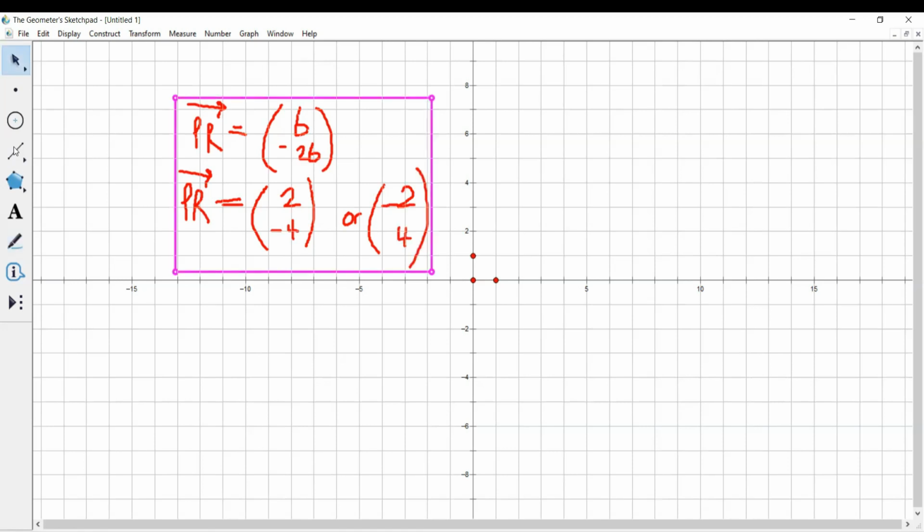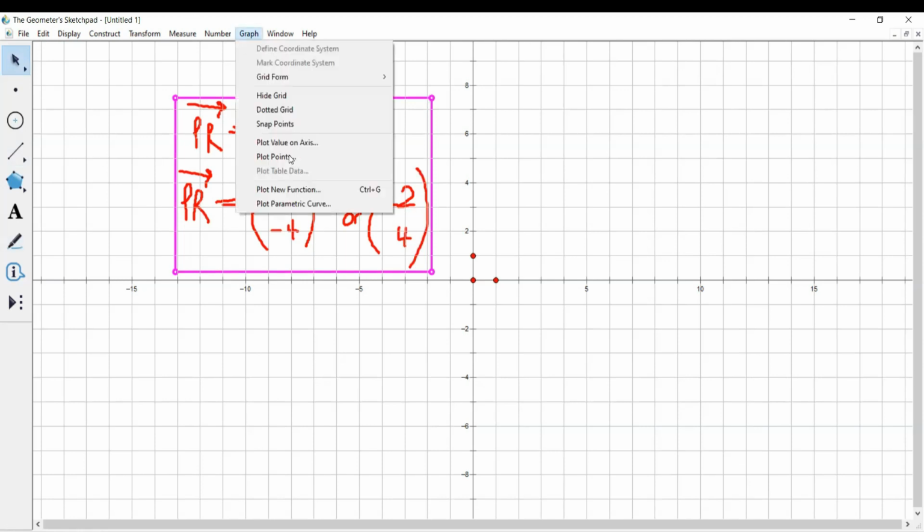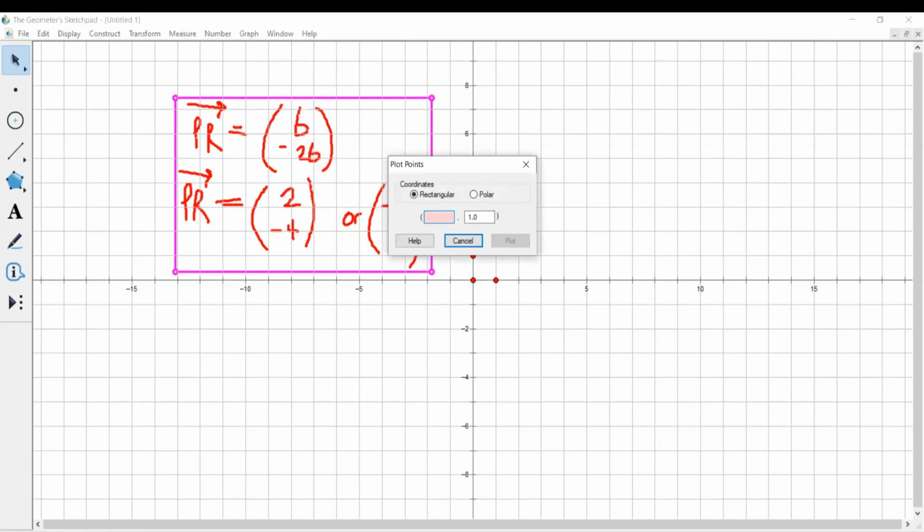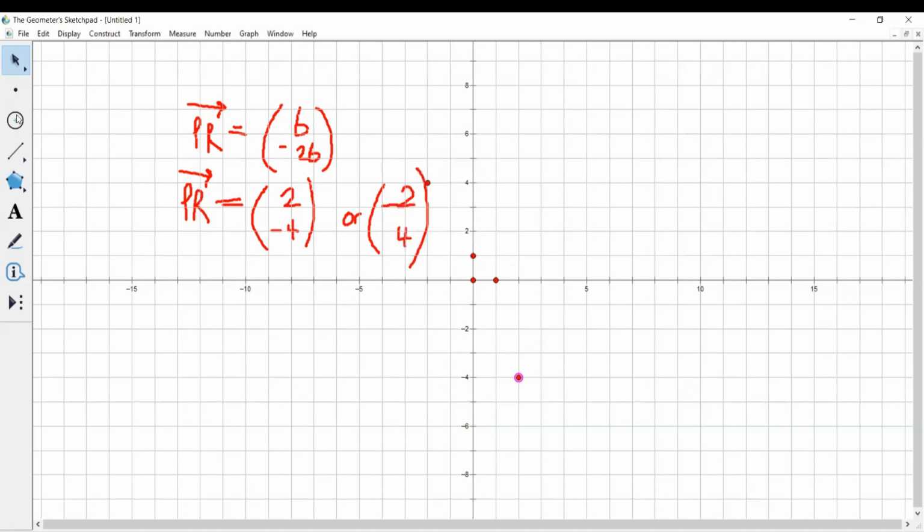Let's start with the first way of plotting: minus 2, 4. If we plot minus 2, 4, that would be vector PR. And if we plot 2, minus 4, these are the two possible ways it can be. Look at this now. If I measure this length, you're supposed to get root 20, 4.47.